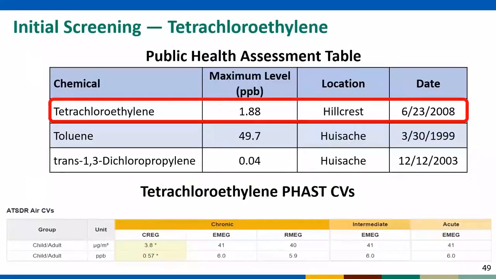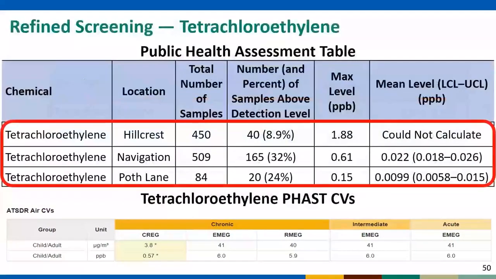Based on initial screening, I screened tetrachloroethylene into my evaluation, even though none of the other CVs for tetrachloroethylene were exceeded. However, when I looked at the data to do my refined screening, I found that tetrachloroethylene was very rarely detected at the station with that maximum concentration, which was Hillcrest. As the table shows, I cannot calculate a mean value because the detection rate was only 8.9%, which is lower than the 20% detection rate that is needed to calculate a mean, LCL, and UCL.